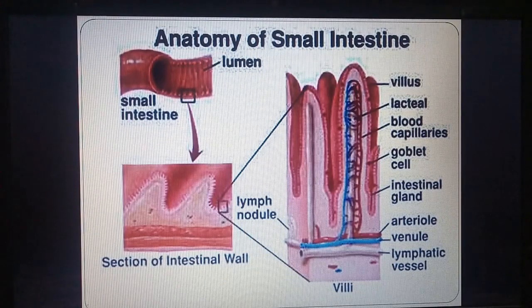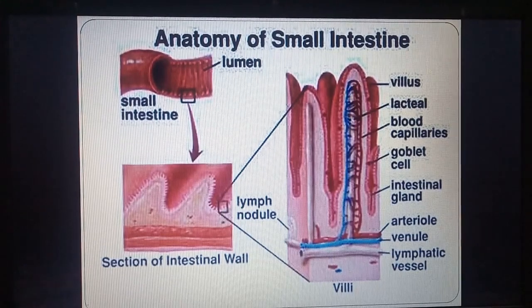Here we can see the anatomy of the small intestine, the villi. We can see that the villi has a lacteal in the center as well as blood capillaries. At the bottom we can see a lymphatic vessel. So after absorption the fat enters the lacteals and then it is transported to blood capillaries.